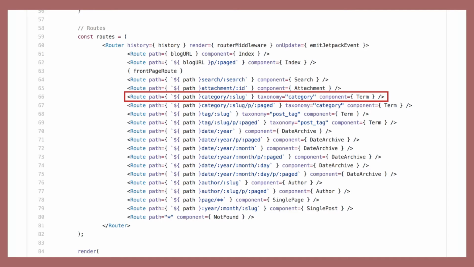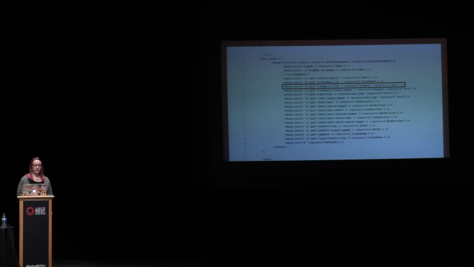So for example, they're defined as category/:slug. The colon indicates that part of the path is a parameter, and we can use that in the component. Term in this case. And we need that information because we also have to handle fetching data from the API.